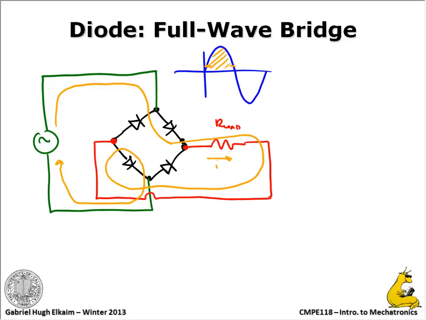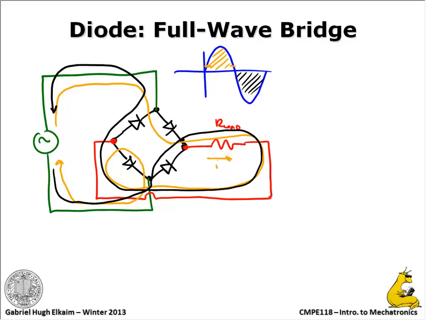Now, let's see if I can change colors here. So the other way, I'll do it in black when I'm down here. When it switches polarity, then I'm negative here, which means that I want to flow from the bottom to the top, and so I'm going to go this way, through that one, around again, through this one, and back in.